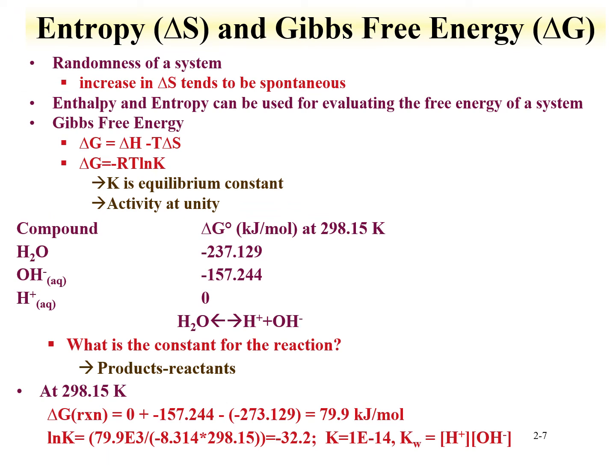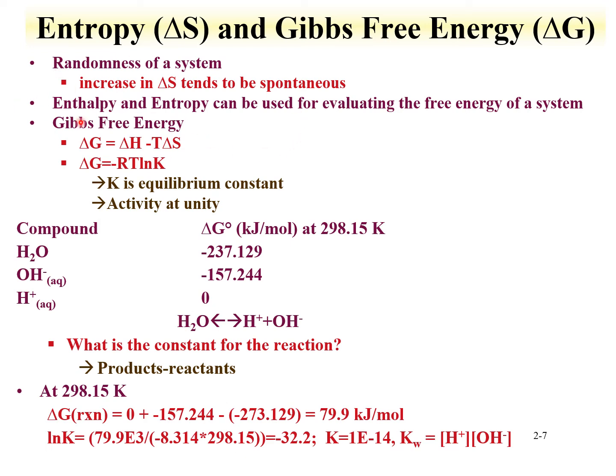Other terms similar to enthalpies: entropy, and combining entropy with enthalpy can give information on the Gibbs free energy of the system. Entropy is the randomness of the system. An increase in delta S tends to be spontaneous. A combination of enthalpy and entropy can be used in evaluating the free energy.